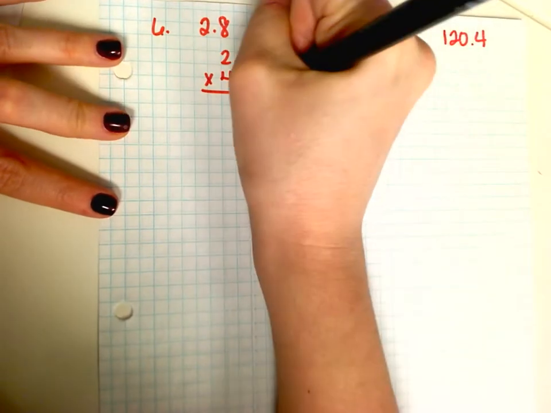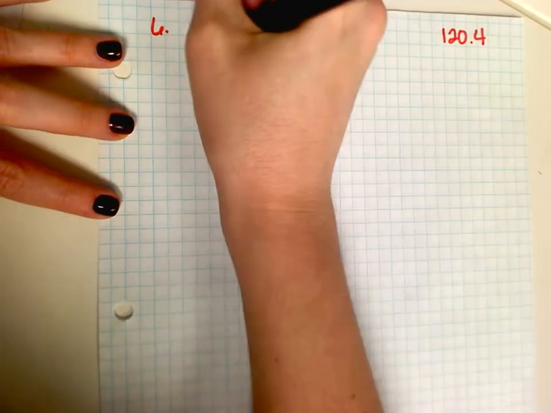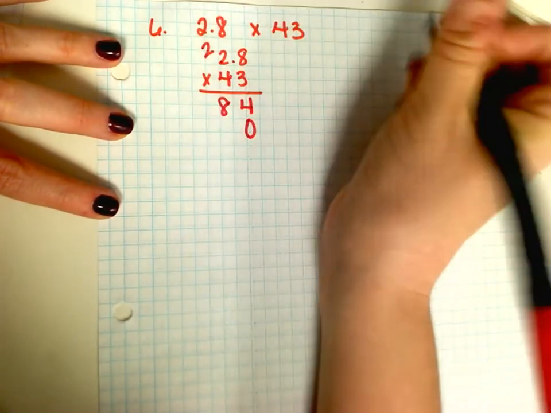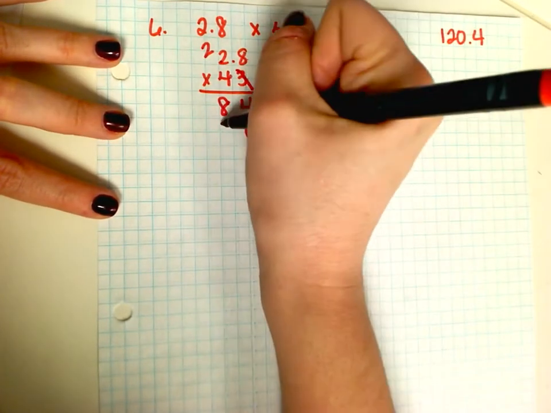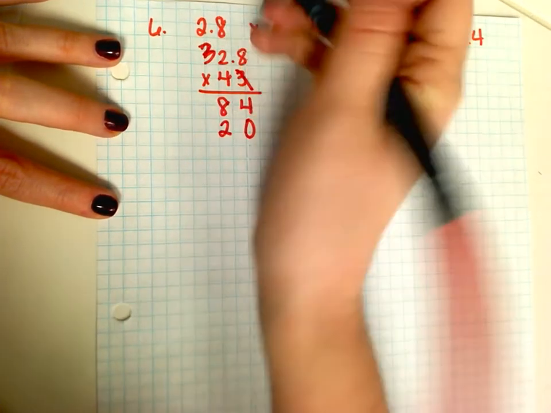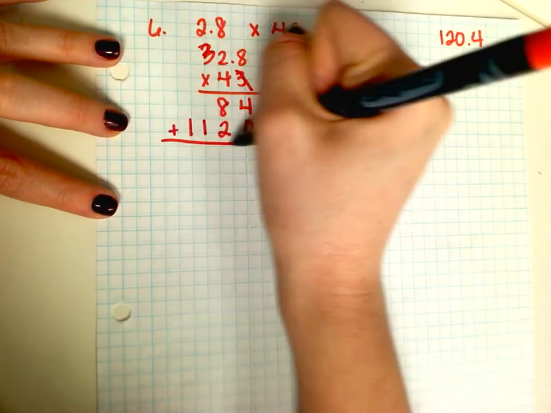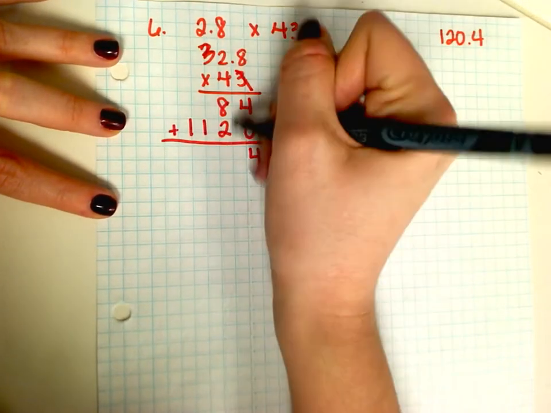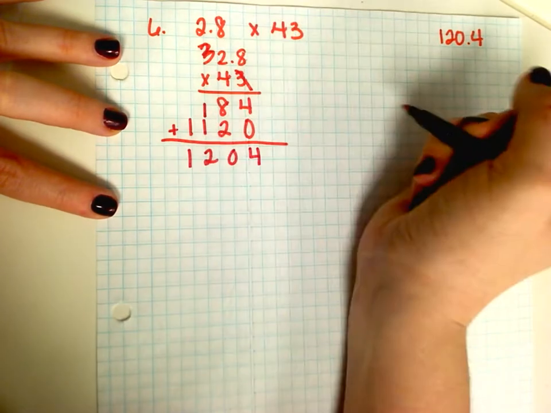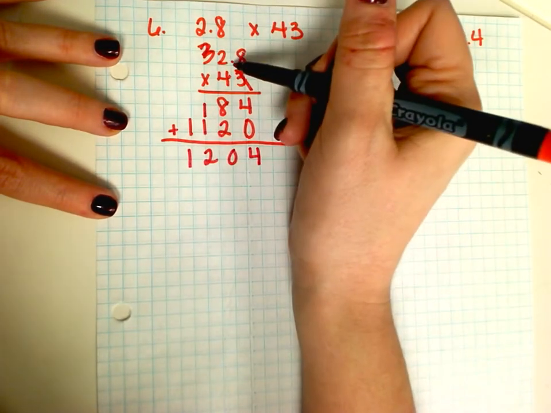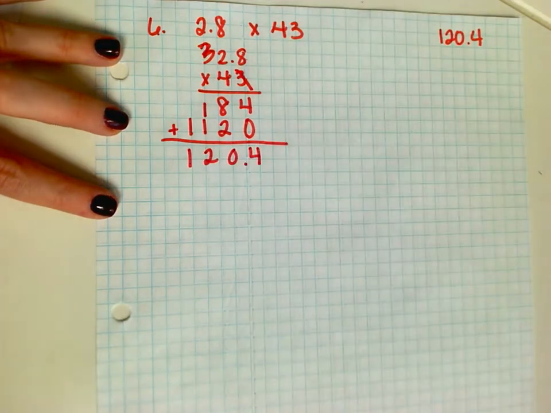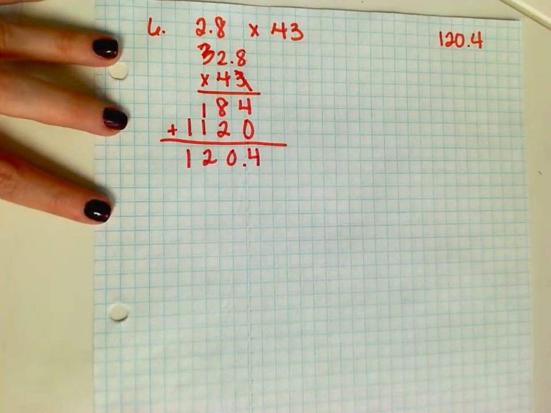That's how we got it. 8 times 3 is 24. Put the 4 down. Carry the 2. 2 times 3 is 6. Plus 2 is 8. 0 as a placeholder. Next row. 8 times 4 is 32. Put the 2 down. Carry the 3. 2 times 4 is 8. Plus 3 is 11. Add them together. 4 plus 0 is 4. 8 plus 2 is 10. 1 plus 1 is 2. Bring down the 1. I have one digit after the decimal point, so I'm going to do one hop back into the problem, and I get 120 and 4/10.